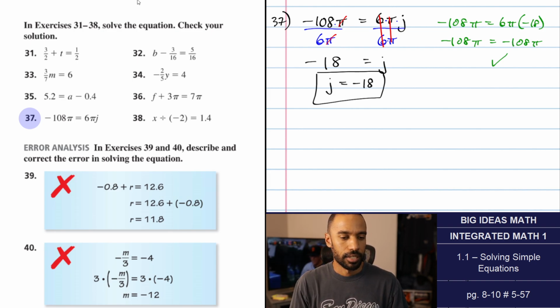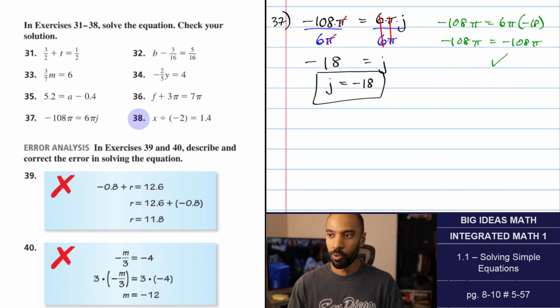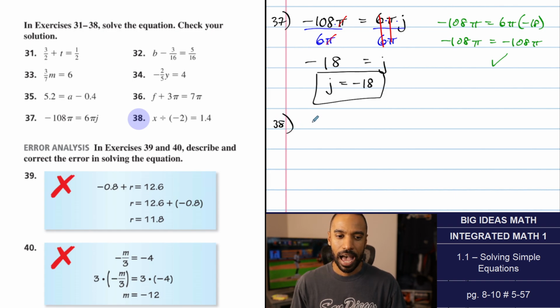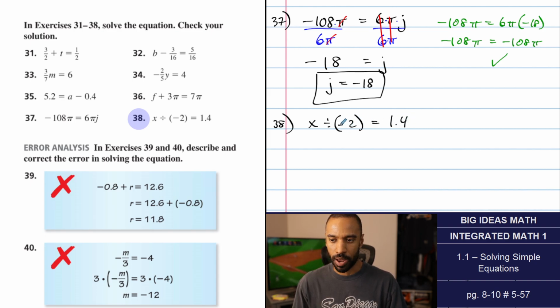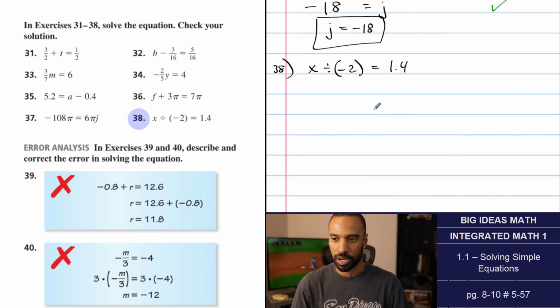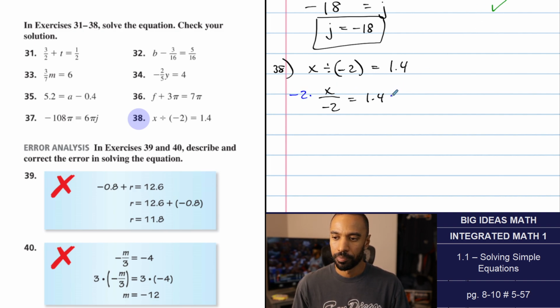Number 38, no pi, but a decimal with division with a negative. Oh boy. So we have x divided by negative 2 equals 1.4. And I appreciate these parentheses around two sets of operations like that. They should never leave them separate. Again, if I want to rewrite as a fraction, it looks like this. We are going to multiply both sides by negative 2. And now we have to double 1.4.